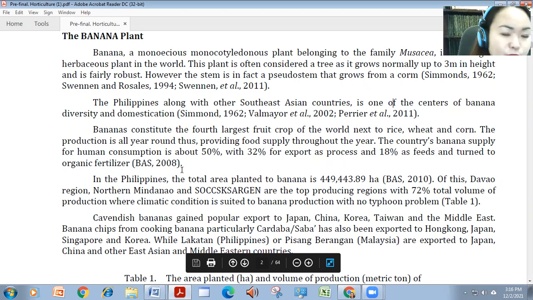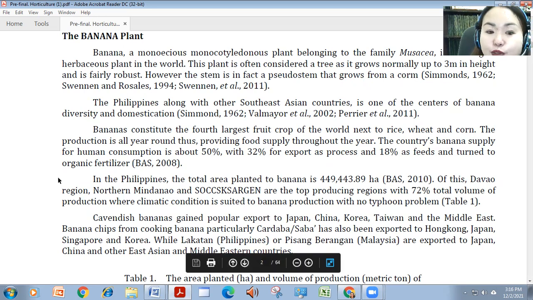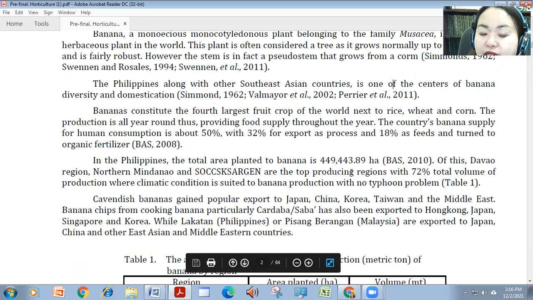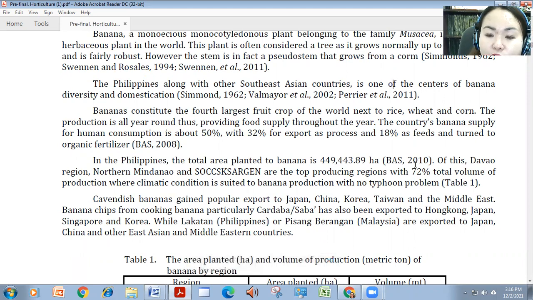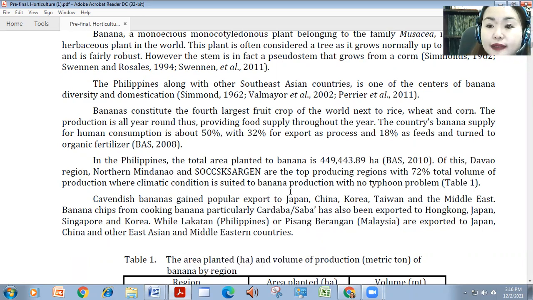So usually for human consumption, it's about 50%, while for export naman, 32%, na ginagamit pang process, which is 18%, for feeds naman, and also for organic fertilizer. In the Philippines mainly, we have 449,000 plus hectares of banana area as of statistics of 2010, and our top producing regions are of course the Davao region, Northern Mindanao, and the Soccsksargen region, with about 72% of total volume of production. And since ang climatic condition natin dito is really very suited for banana production, and hindi masyadong madaming typhoon sa atin compared sa Luzon and Visayas.